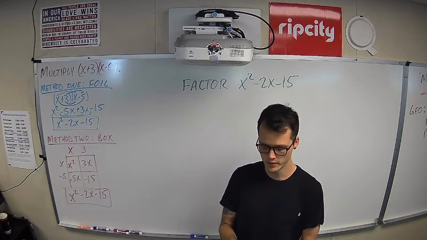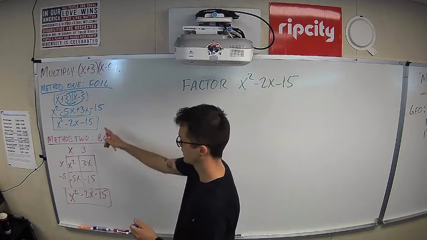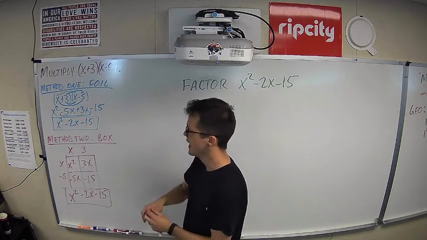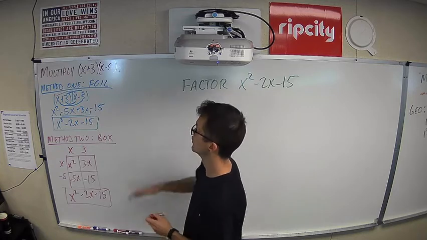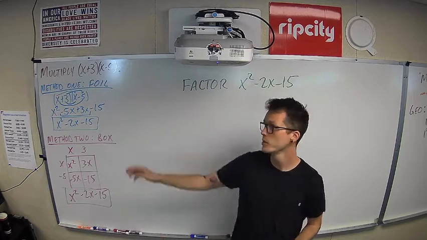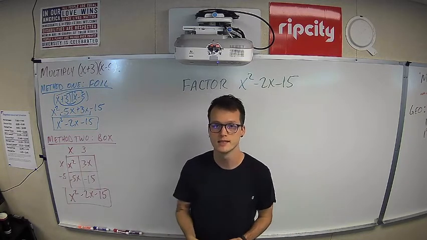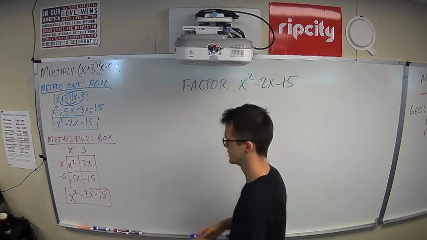So what we're going to be doing today is the opposite of this. We are going to be starting with a quadratic that looks like this stuff in boxes, and our end result is going to look like what we started with here. It's going to be two separate binomials: x plus or minus something in parentheses times x plus or minus something else in parentheses.